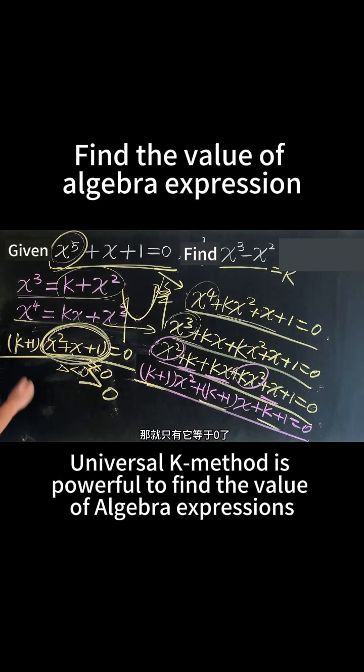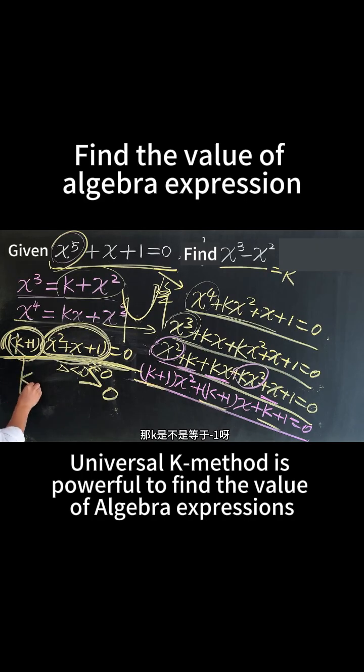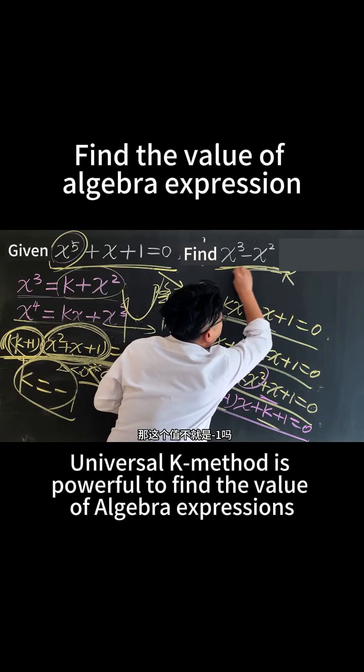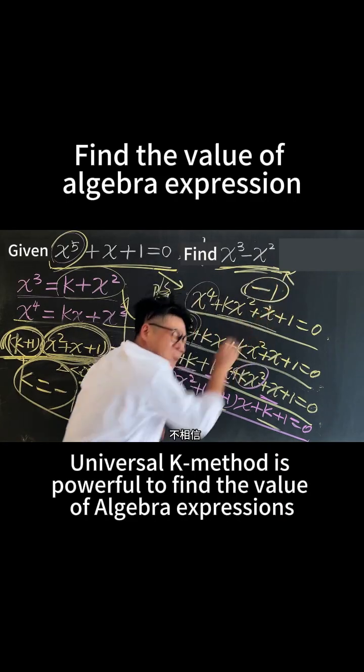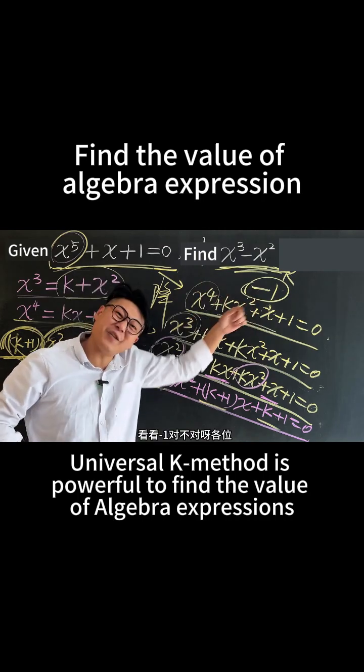That means only this part can be 0, right? If you want this equation to hold, isn't the only way that this part equals 0? So doesn't that mean k equals -1? If k equals -1, then this value is just -1, isn't it? If you don't believe it, you can verify it using other methods to see if the result is correct, everyone.